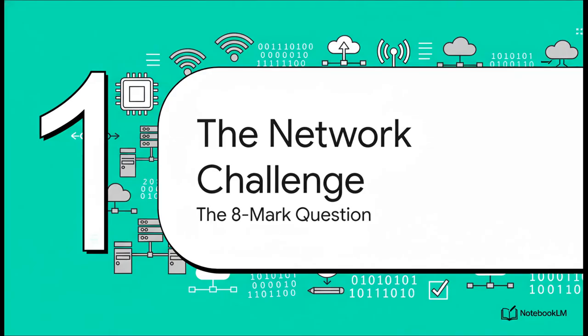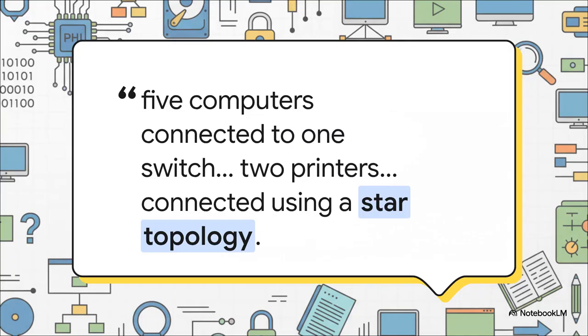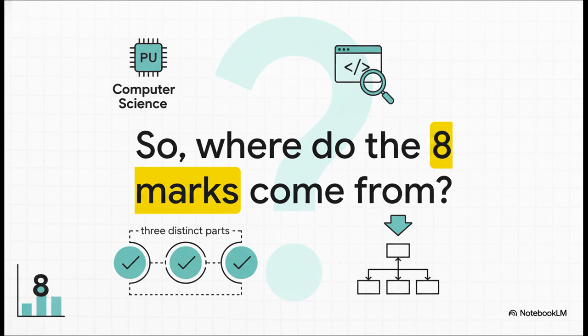First things first, let's get our heads around the scenario. Now, this is taken straight from the 2024 OCR computer science paper, so this is the real deal, exactly the kind of thing you can expect to see. Okay, so this is our setup. Let's pull out the key info. We've got 5 computers, 2 printers, and 1 switch right in the middle. And the big clue for the layout, star topology. You have to spot every single one of these components before you even think about putting pen to paper. It's crucial.